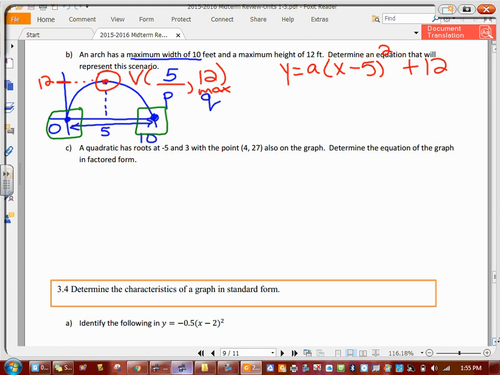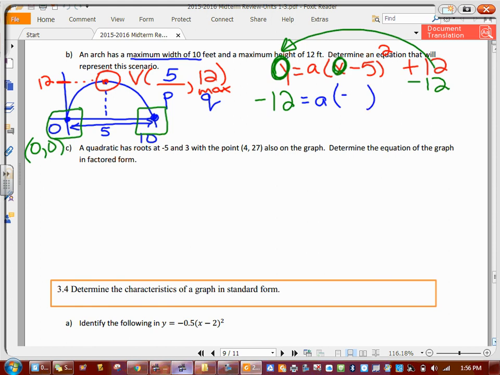Equals a. What's 0 subtract 5? Negative 5 squared. So we've got negative 12 equals 25a. Now what are we going to do? Divide by negative 25. Yep. Divide by positive 25. Thank you. We're getting a negative answer, so we're going to get a is equal to negative 12 over 25. It will not reduce. So this you would put in front, right up here, and that would be your equation.